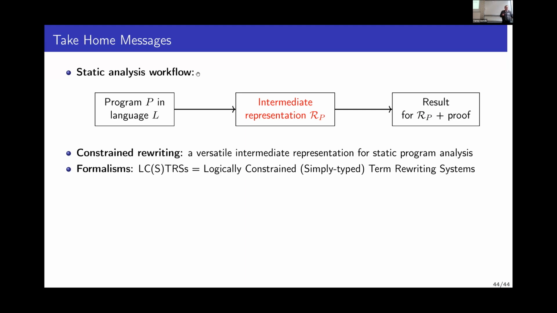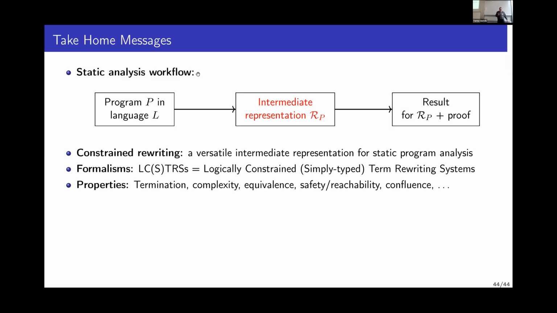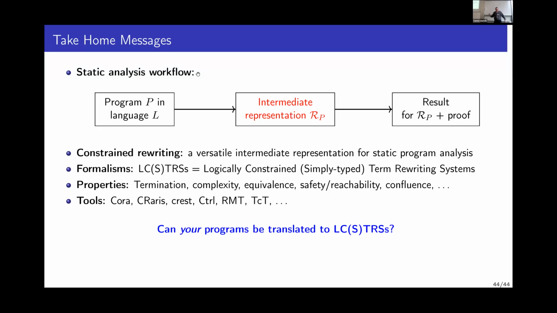I've discussed LCTRSs with a recent extension to higher order. We can analyze a variety of properties, and there are also a number of tools out there that you can run to analyze these properties. So my question to you is, can your programs, your specific language flavor, be translated to logically constrained term rewrite systems? If so, the existing tools may do the rest of the work for you.